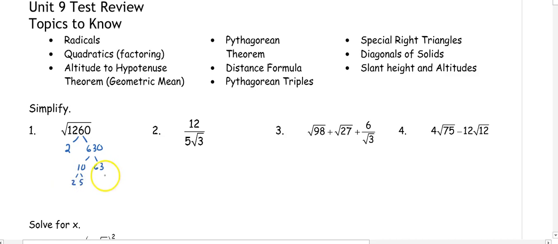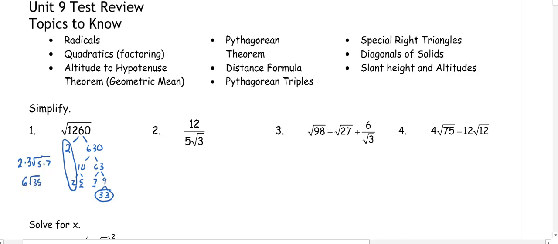10 breaks down to 2 and 5. 63 breaks down to 7 and 9. 9 breaks down to 3 and 3. Now we're going to find pairs of our prime factors. So we have a pair of 2's and a pair of 3's. So we would have 2 times 3 root. There's a 5 and a 7 left over, so those are going to multiply under the root together. So this would simplify to 6 root 35.